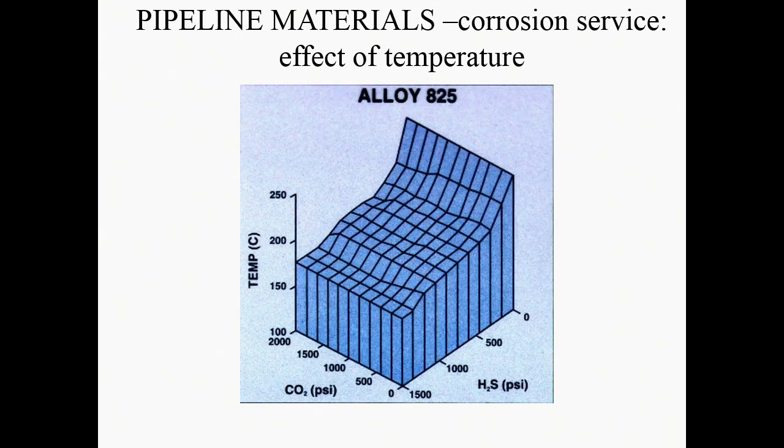You also have to bear in mind that temperature affects things. So this is alloy 825, again CO2 and H2S, but the vertical axis is temperature. In this case, the corrosion rate of the material increases as the temperature increases. So when you've got high temperature materials, you're pushed towards using these more expensive nickel alloys.